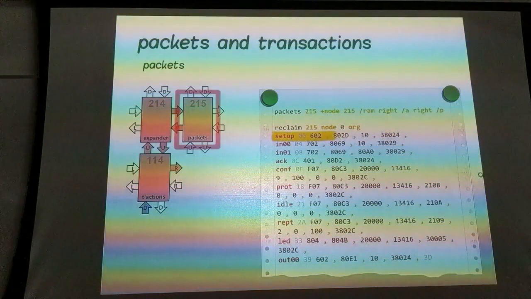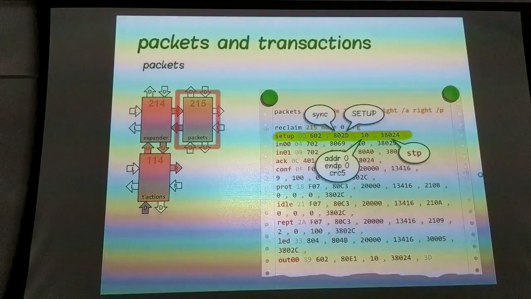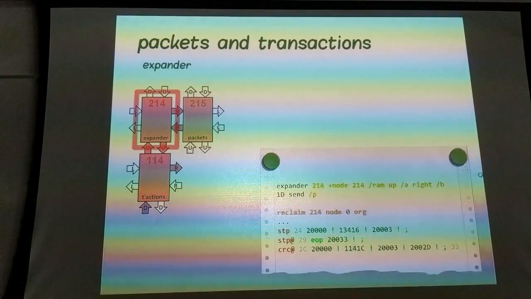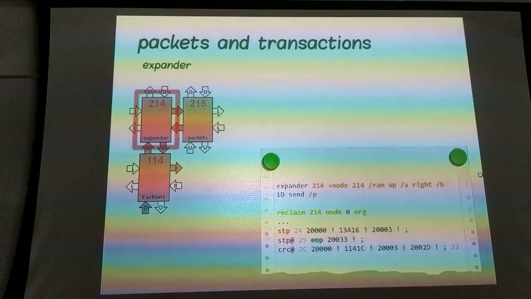Each packet starts with the length of the record, and other words contain bytes, pairs of bytes, 16-bit numbers, or commands making up the packet. For instance, the setup packet is composed of a sync byte, setup PID, a word with address 0, endpoint 0, and CRC 5 checksum. The last word is a command for Node 214 to execute word stop.